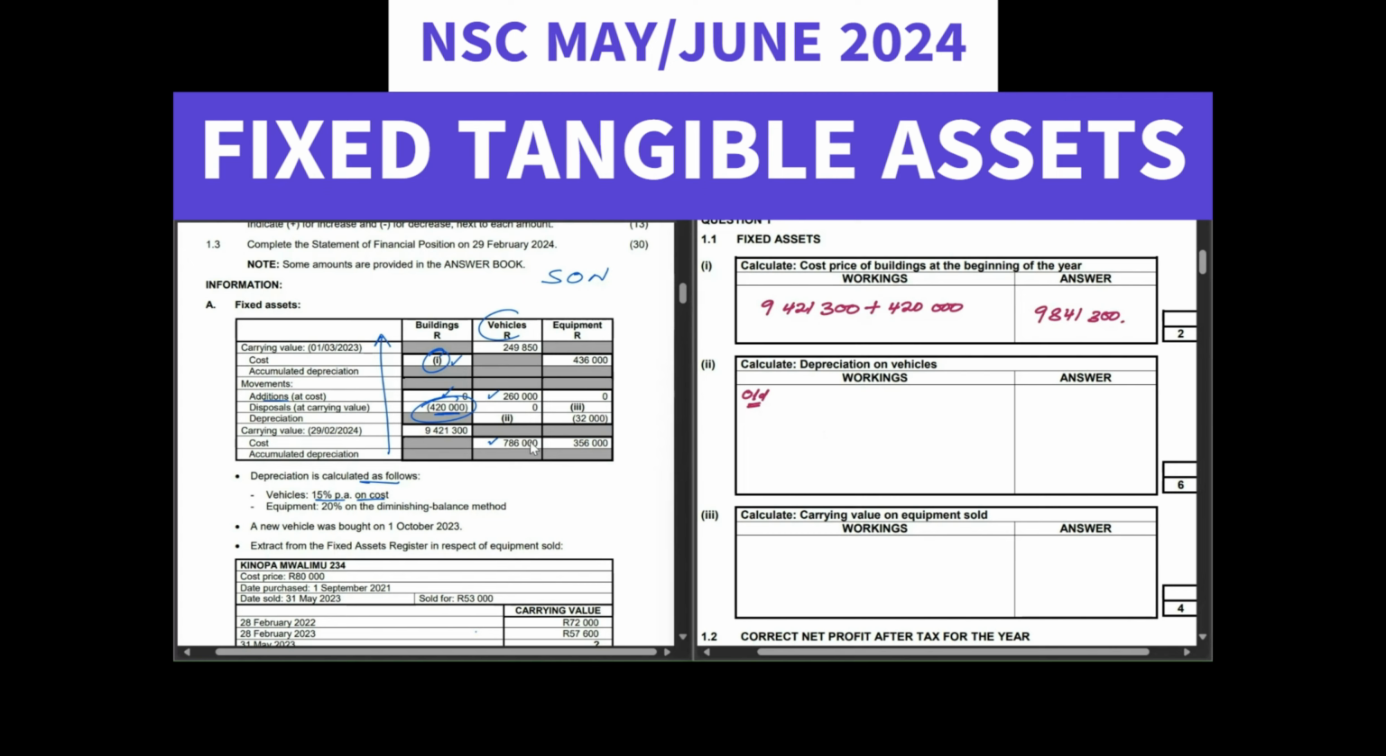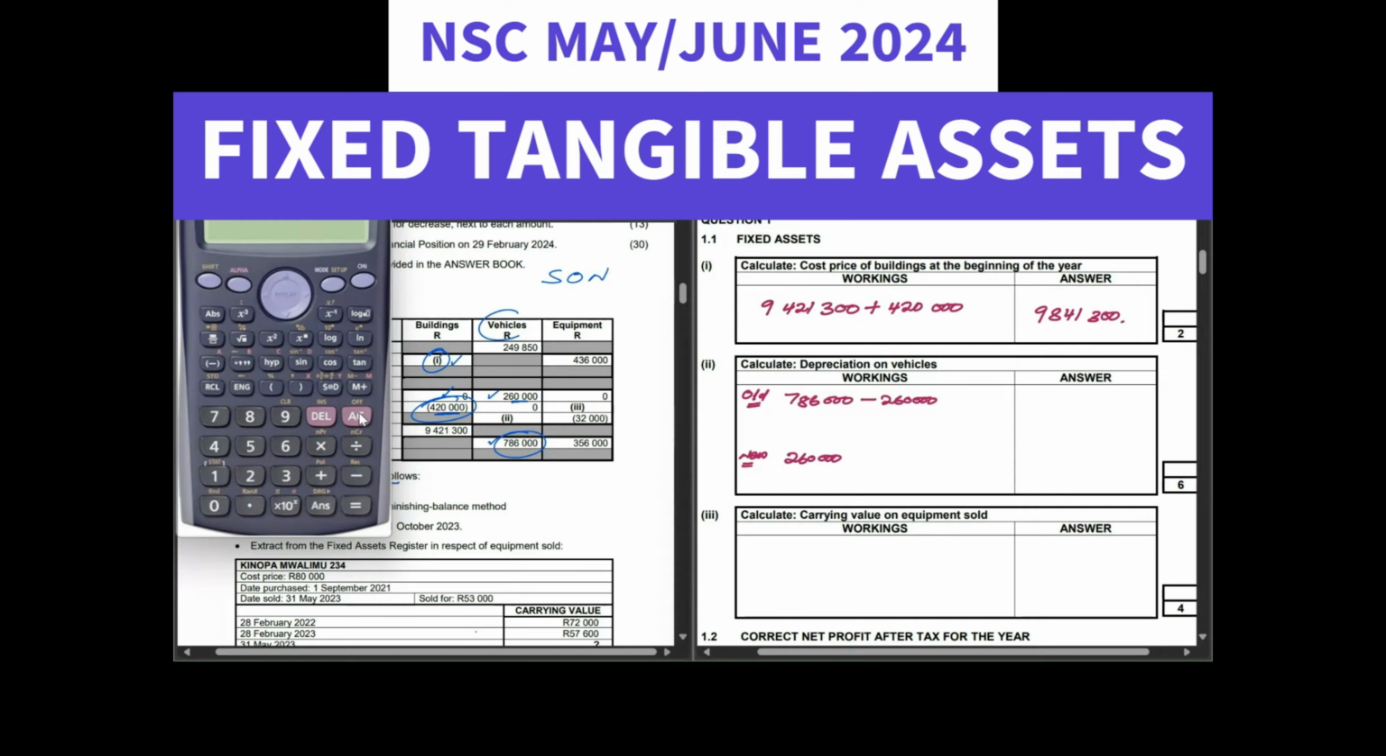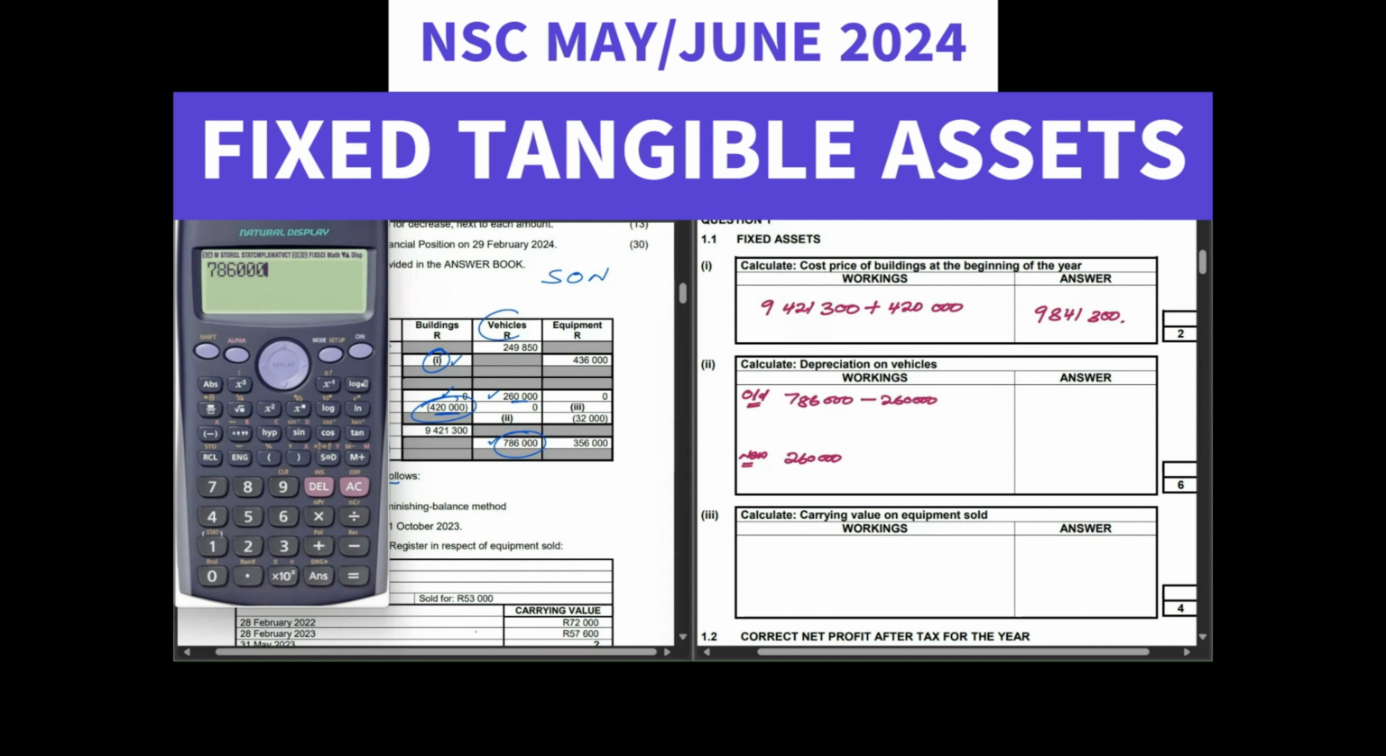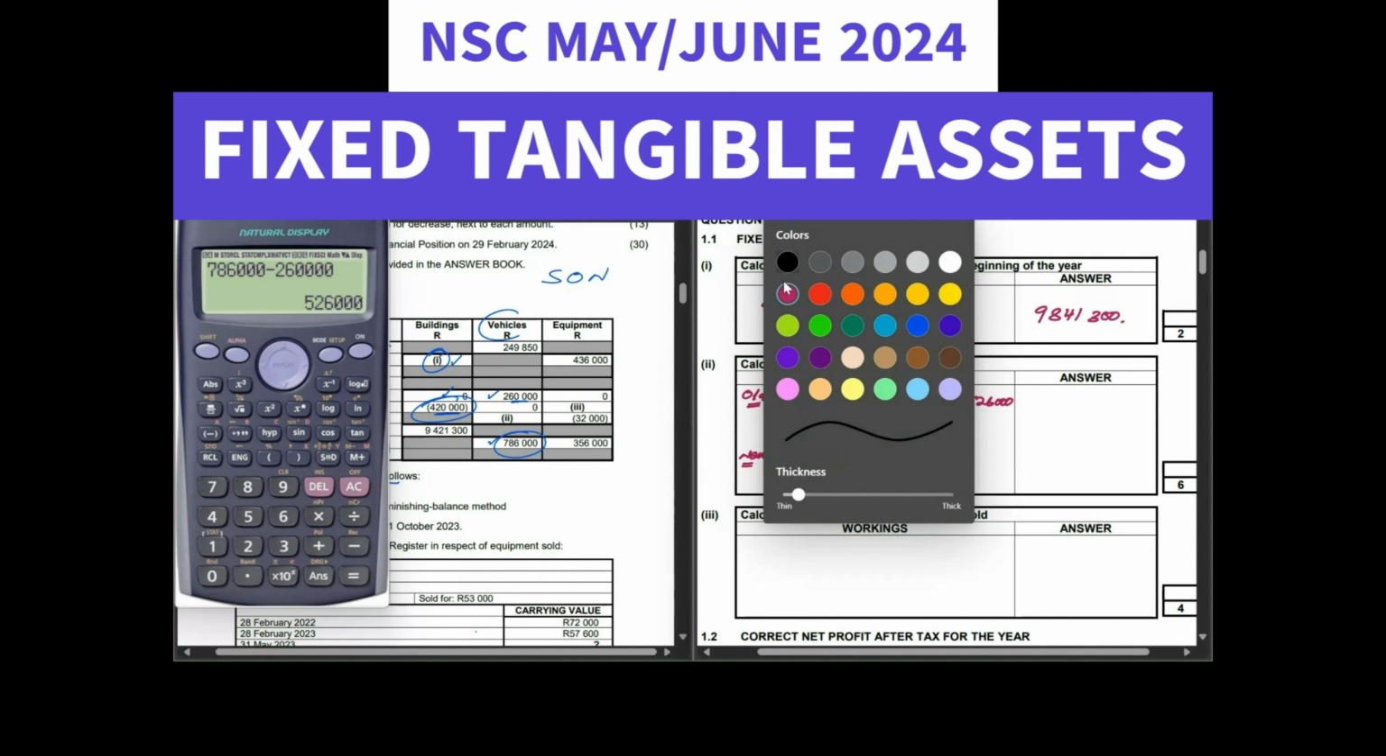On the old, I'll take my 786, which is at the end. I know that in that 786, I have already added the 260. So I would take out the 260. Remember that 260 becomes my new. So I'm saying 786,000 minus 260,000. That would give me 526,000. That is my old now.